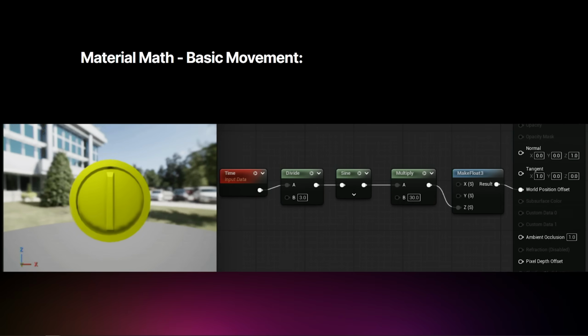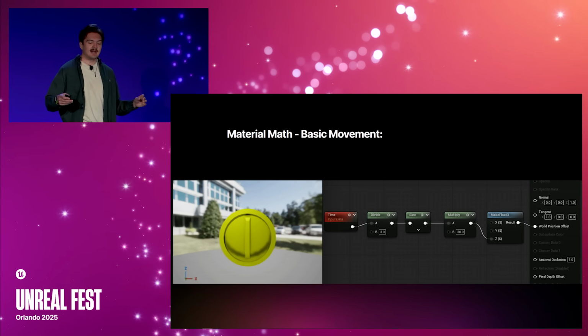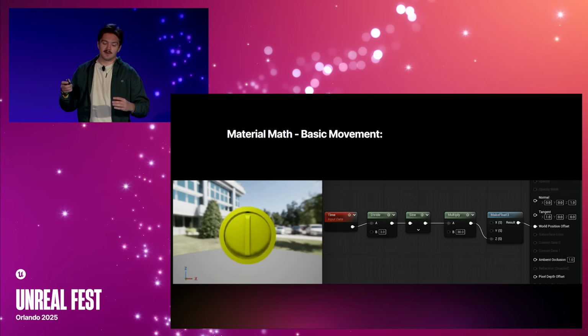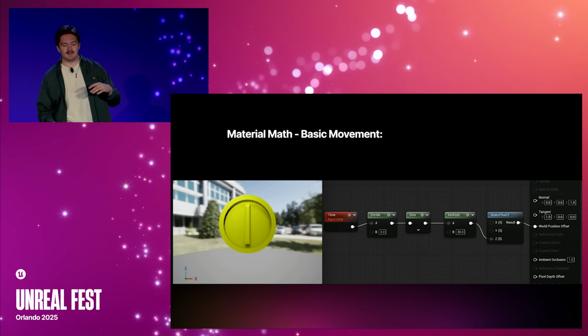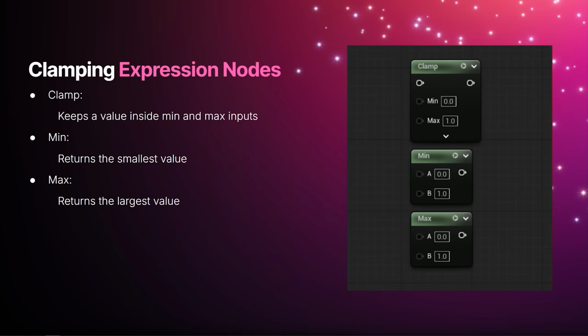Here we have a material that's moving this coin up and down. So first we start with a time expression, and then we divide its value by 3. And we do that so that when it goes into the sine expression, the speed is slowed down a little bit for the oscillation. So it looks a little more gradual. And then we multiply the sine value by 30 to sort of amplify the distance that it's traveling up and down. And since we only want it going up and down, we cast it into a float3, but only into the z value.